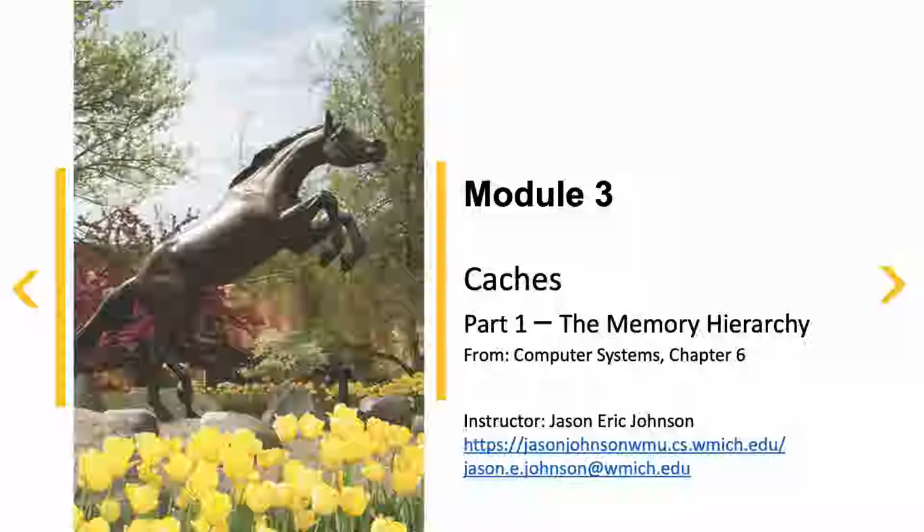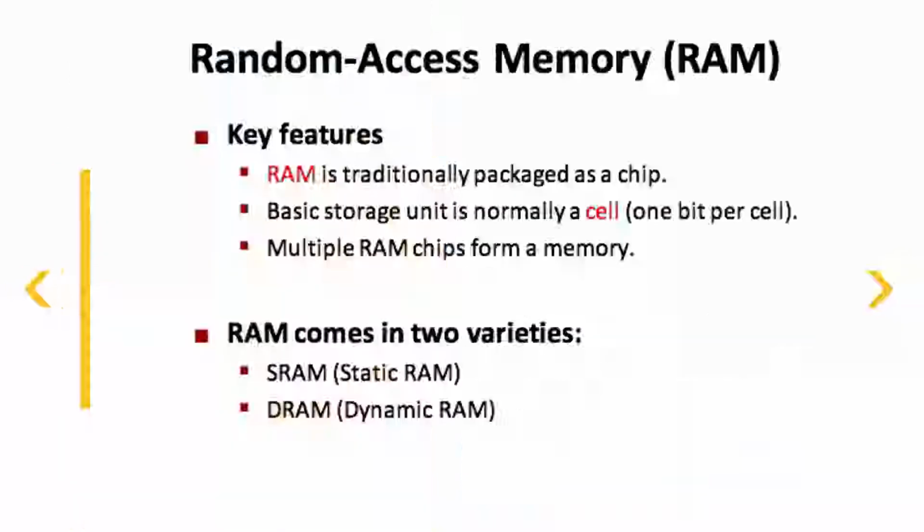hierarchy. But before we get to what the memory hierarchy is in and of itself, let's talk about some types of memory that we're probably familiar with and just some terms that we need to know and how some of these things work. So the first thing is random access memory. Now the key features are that RAM is traditionally packaged as a chip. The basic storage unit is normally going to be called a cell, and we can hold 1 bit per cell. So when we talk about the cell of RAM, we're talking about enough storage to hold 1 bit.